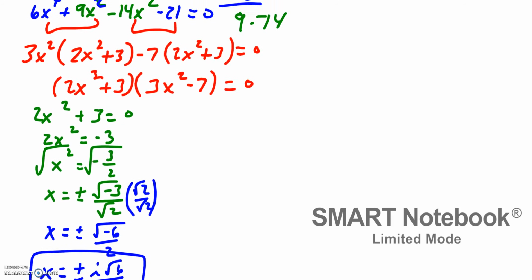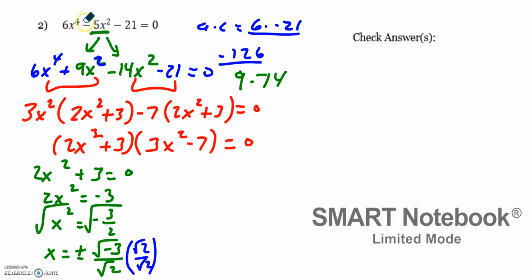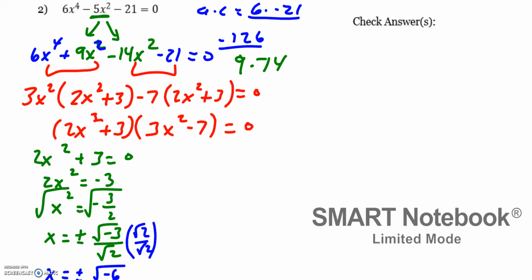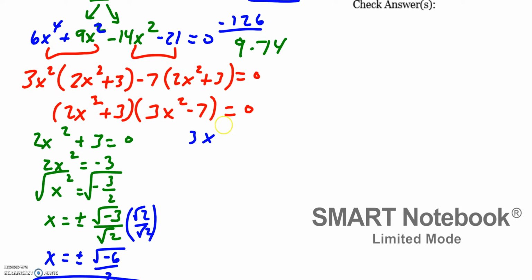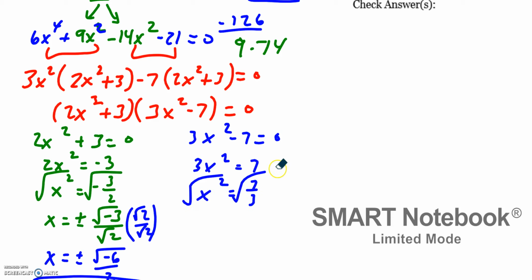So those are two answers, but I know that there should be 4 because of the highest exponent. So if I set the other one equal to 0, so if I do 3x squared minus 7 equals 0, that would be 3x squared equals 7. So x squared equals 7/3. If I take the square root of both sides, I will get x equals plus or minus the square root of 7 over the square root of 3.